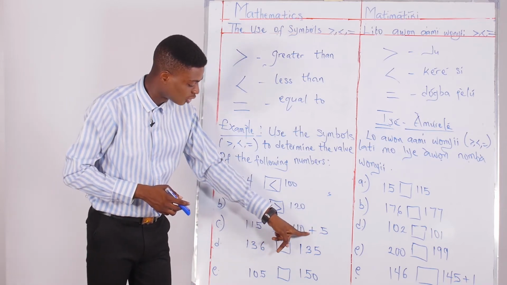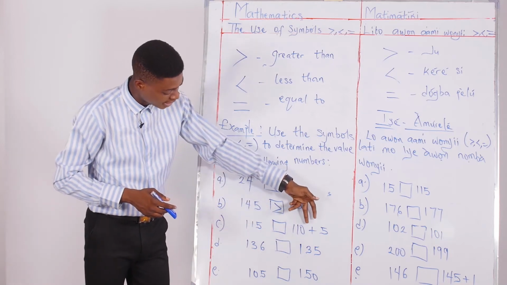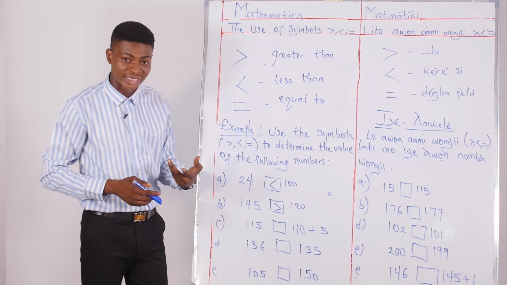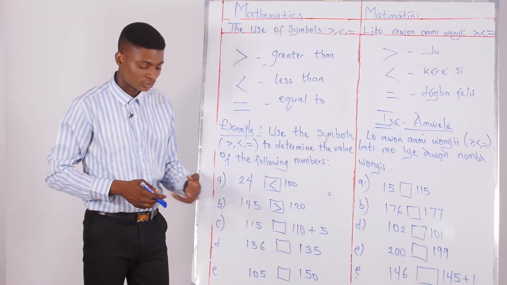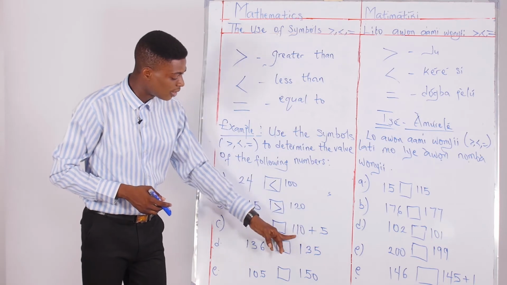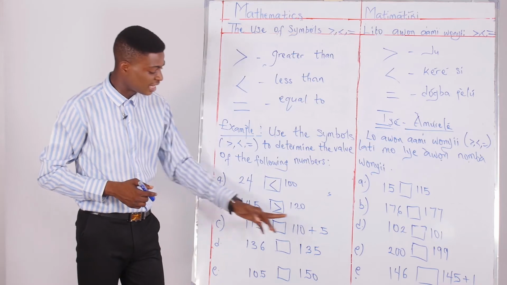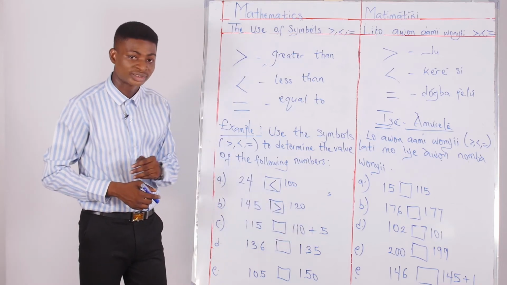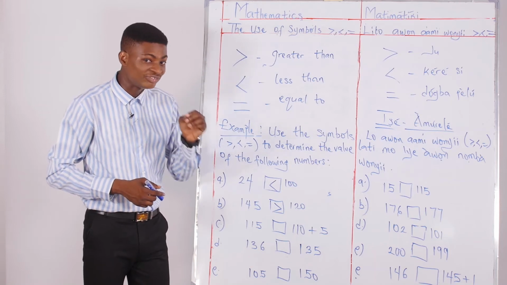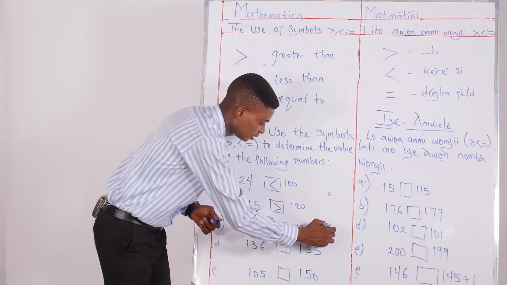Take note of this, that this symbol here, which is the plus sign, means the addition sign. So this one simply means 110 added to 5. And if you have to add 110 to 5, you'll be having what? 115. This one will be what?